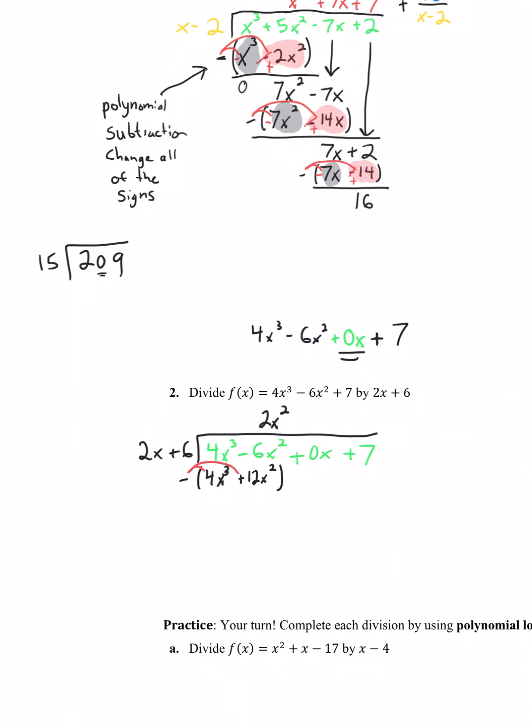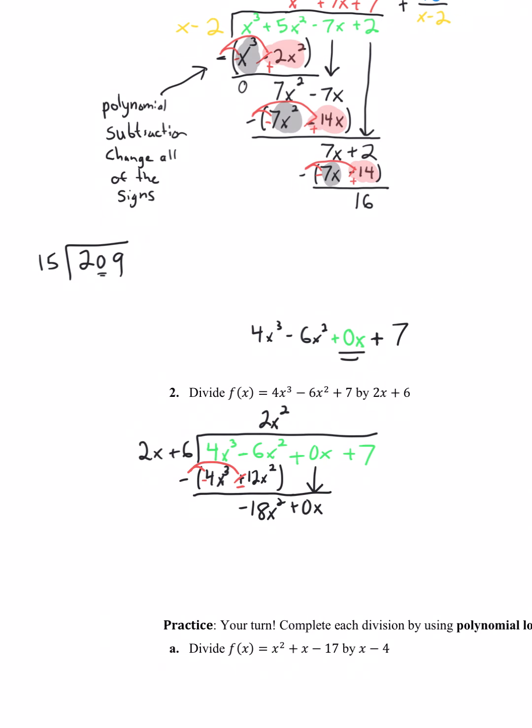Then I'm going to distribute the negative through here, change the signs, and I'm going to have a 4x cubed minus 4x cubed is 0, that's perfect. Negative 6x squared minus 12 more x squared, negative 18x squared. And then I'm going to drop my 0x placeholder down.